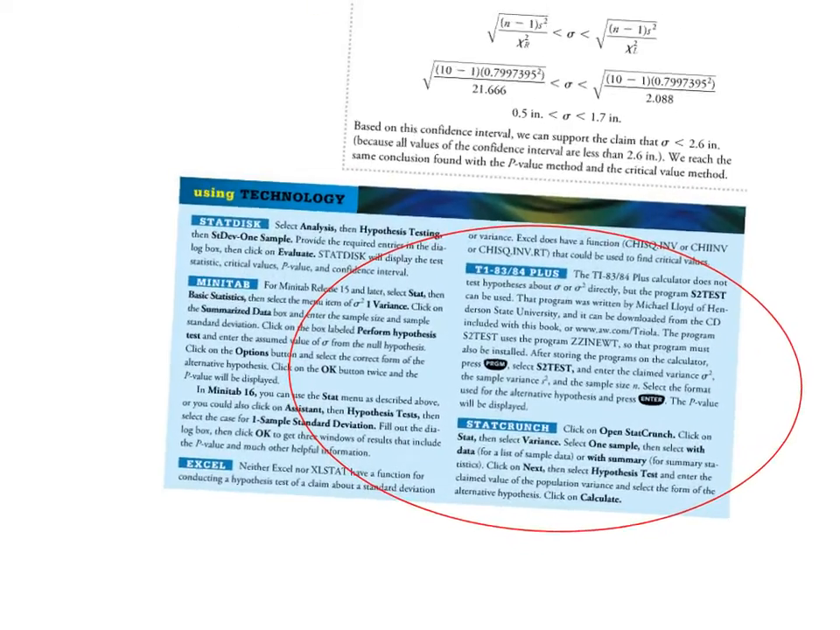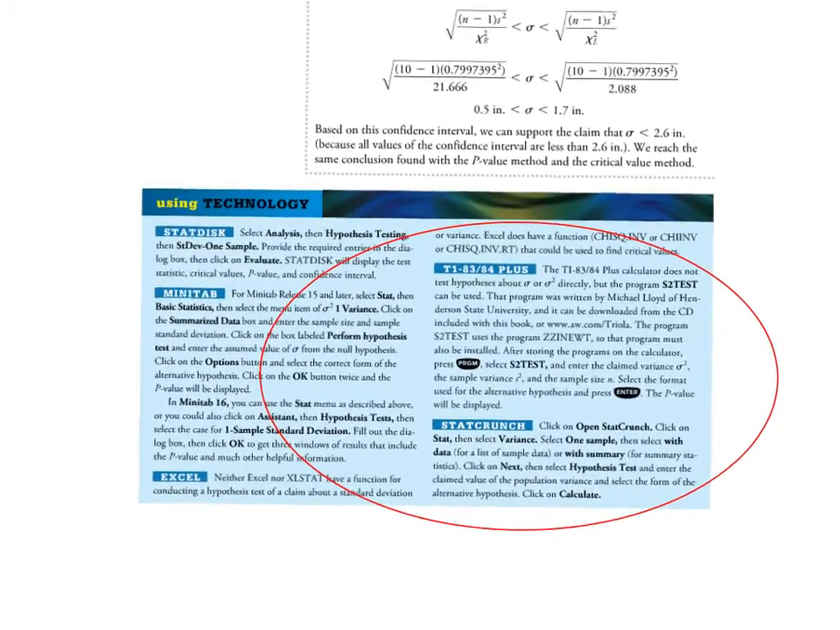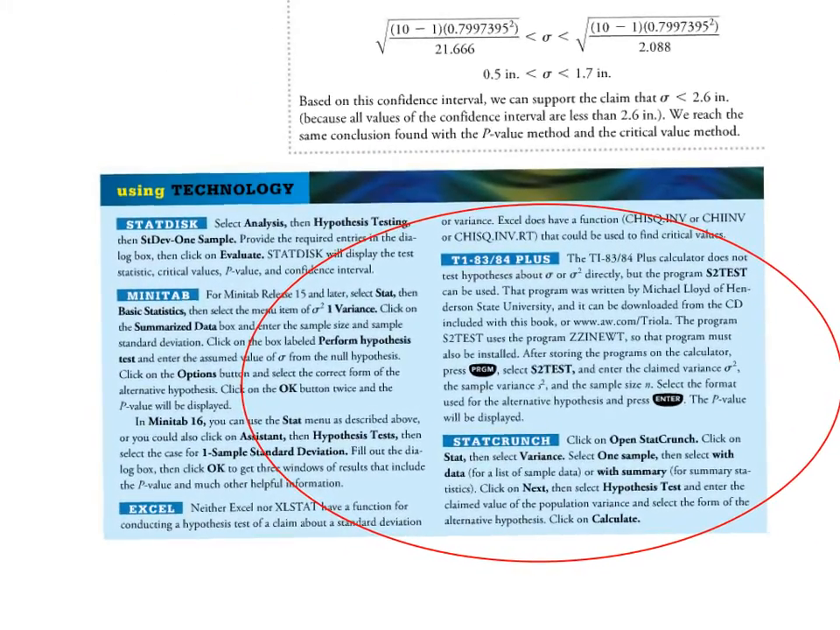So it's on page 428 of your textbook or ebook. You can see using technology gives you help with using either the TI-83/84 or StatCrunch to help you make this decision.